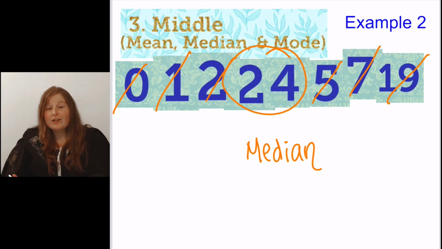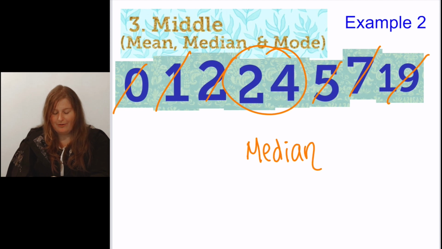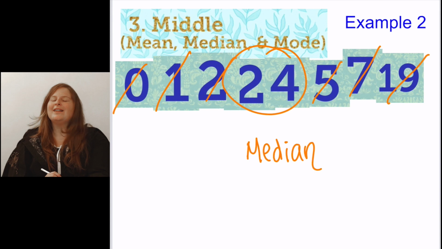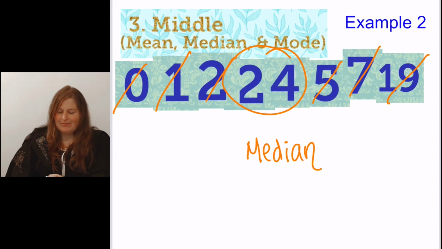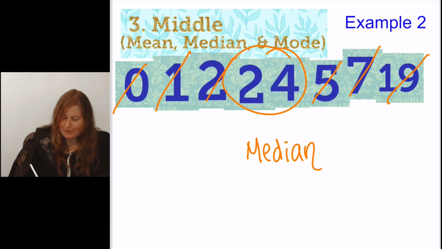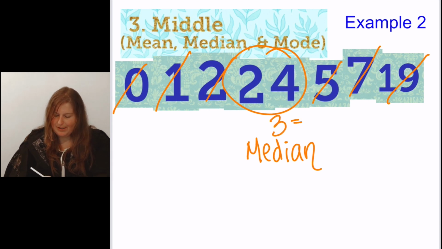Now this time, there isn't one number in the center. Because I have an even number of data points, I have two numbers in the center. So I have to find the average, or the middle of that. So we all know what's halfway in between 2 and 4 is 3. So 3 is equal to the median.